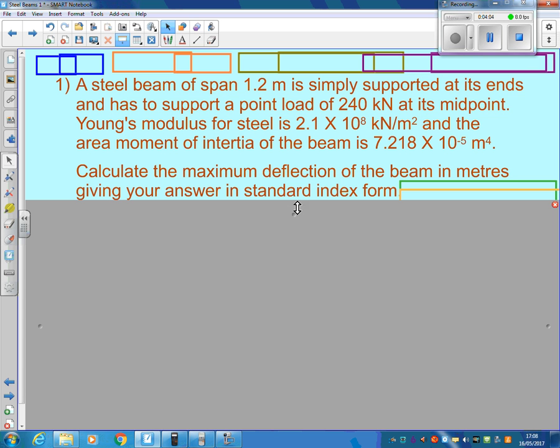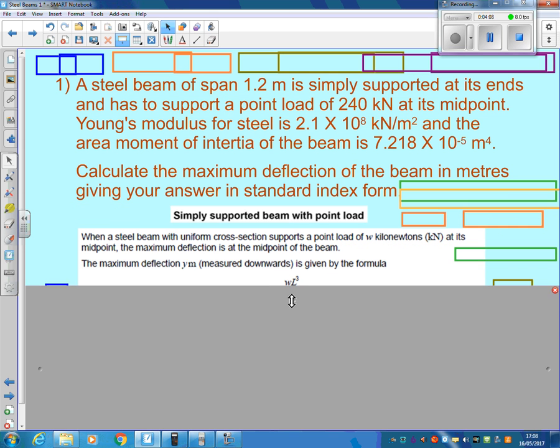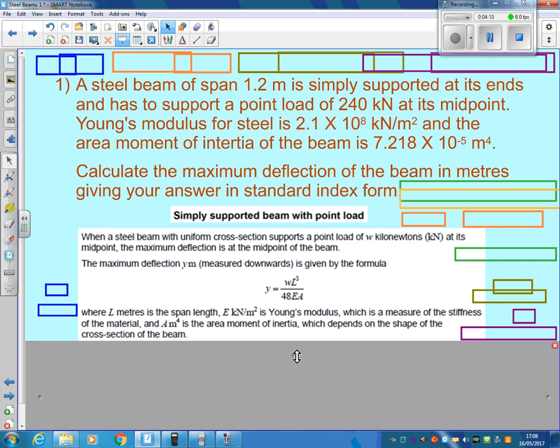So what we're going to do is take this question and break it down by looking at what it says on the data sheets. You refer to the data sheet here. So we're talking about a simply supported beam with a point load, simply supported at its end, a point load. I'm looking at that point load and making sure I'm using the right formula. I want that formula there.